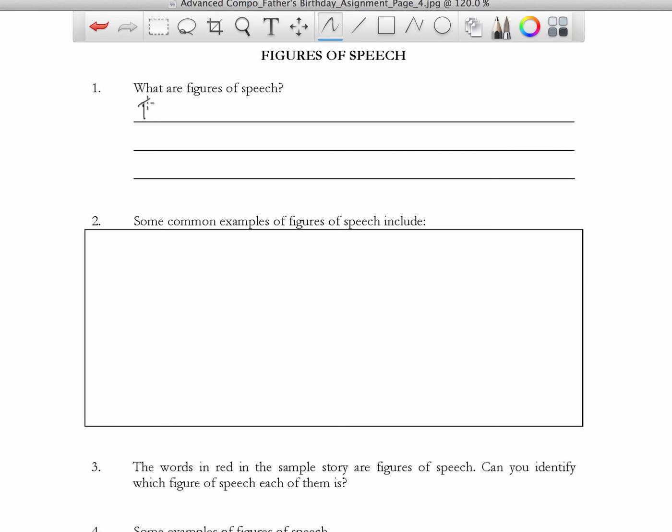Let me write down the definition for you. They are words, single words, okay, or phrases used in a non-literal sense for rhetorical or vivid effect.